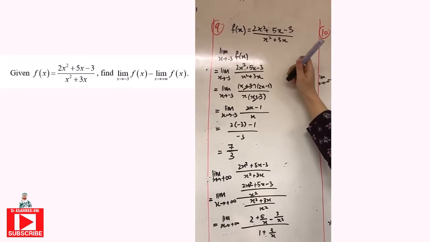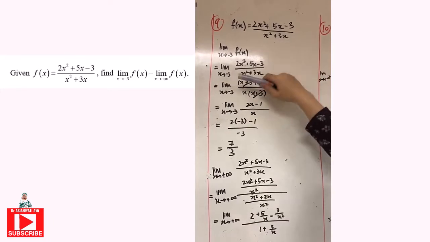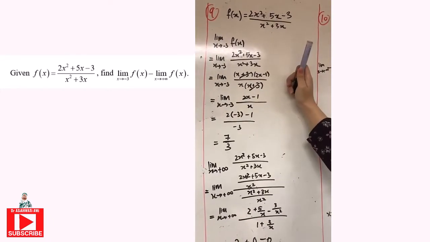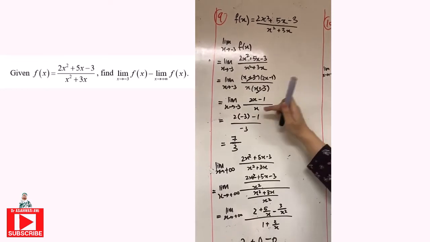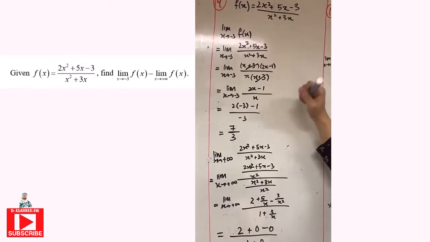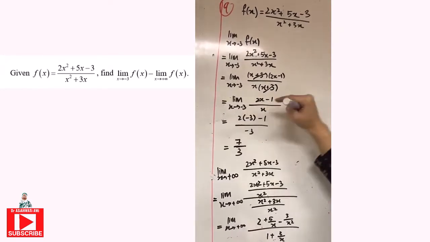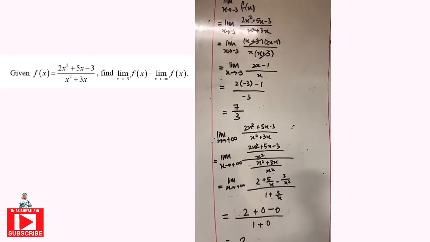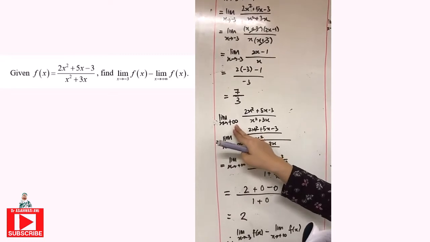So now to solve this, we need to factorize. So when we factorize, we can cancel the x plus 3 and left 2x minus 1 over x. So now we can sub the negative 3, we get 7/3. So the second one, limit x approaching positive infinity.